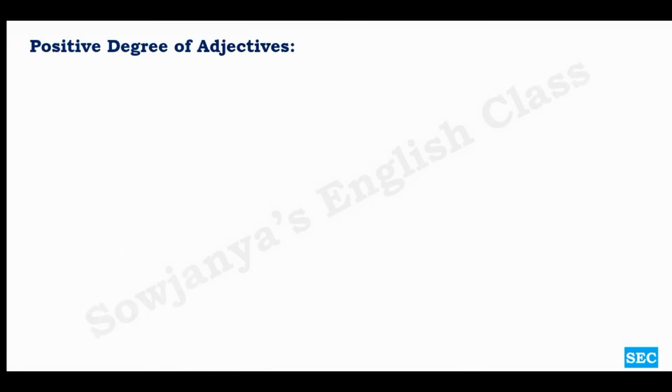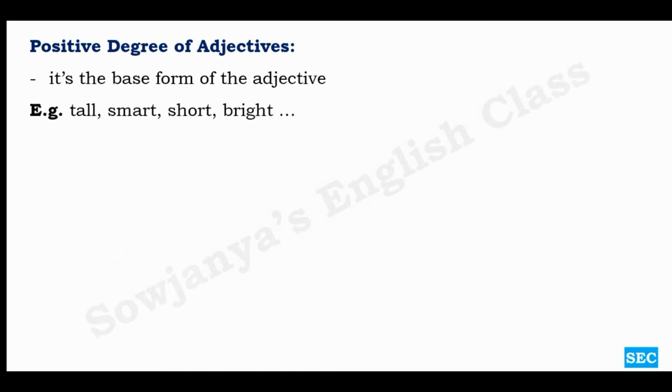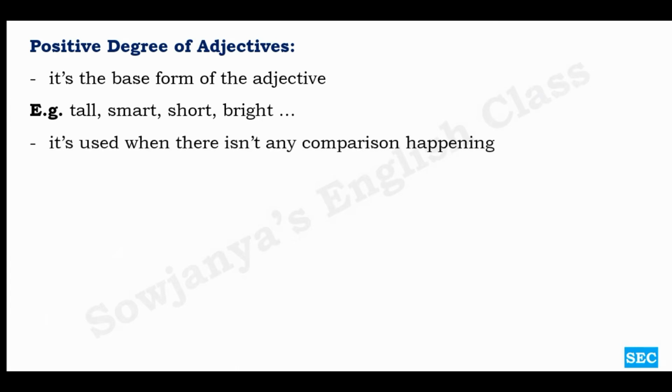And then as usual, let us learn about the three degrees in a row. Positive degree. When do we use this degree? It is the base form of the adjective. Example: tall, smart, short, bright. Simple words without any ER or most or more. It is used when there isn't any comparison happening. We simply describe the noun or pronoun in the sentence. We don't do any sort of comparison. Then we go for the positive degree of the adjective.